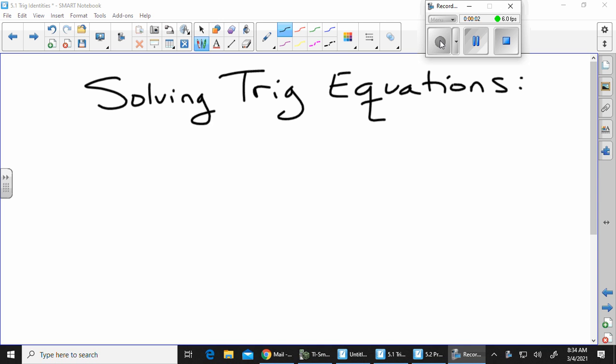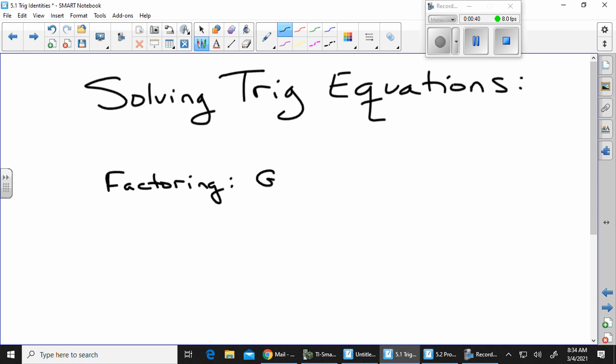Okay, so today I'm just going to do a quick three equations, going through again what we talked about yesterday, which was solving trig equations. So the big thing that you want to really think about is getting the trig function on a side by itself. Okay, now if you have a square, quadratic, you're going to have to factor. So the two factoring techniques, if you are factoring, you are either using greatest common factor or trinomial factoring.